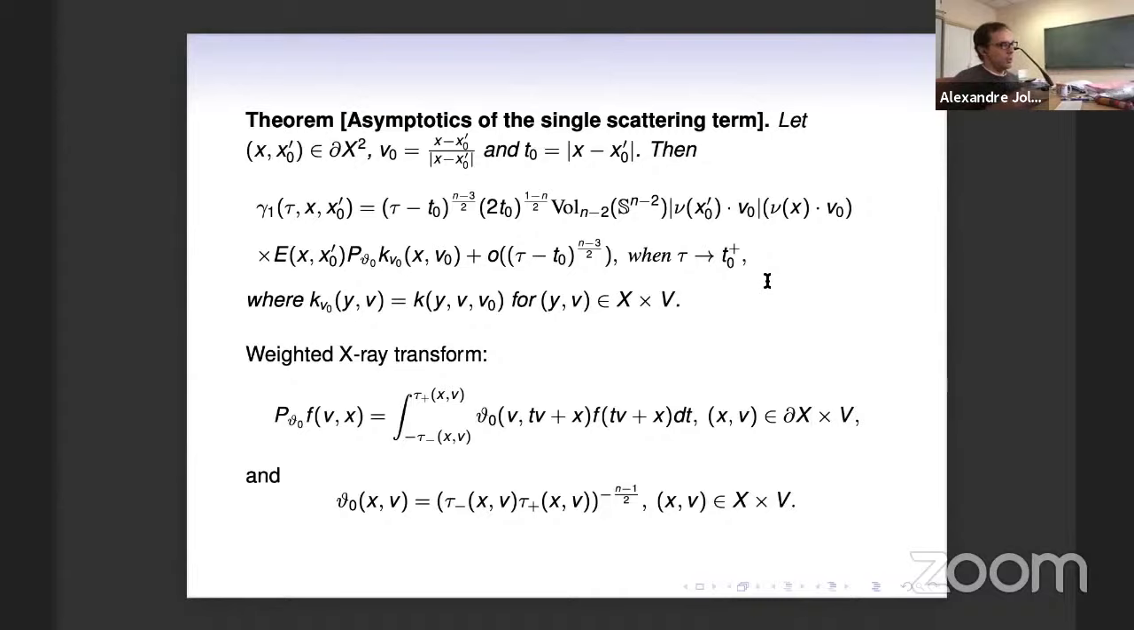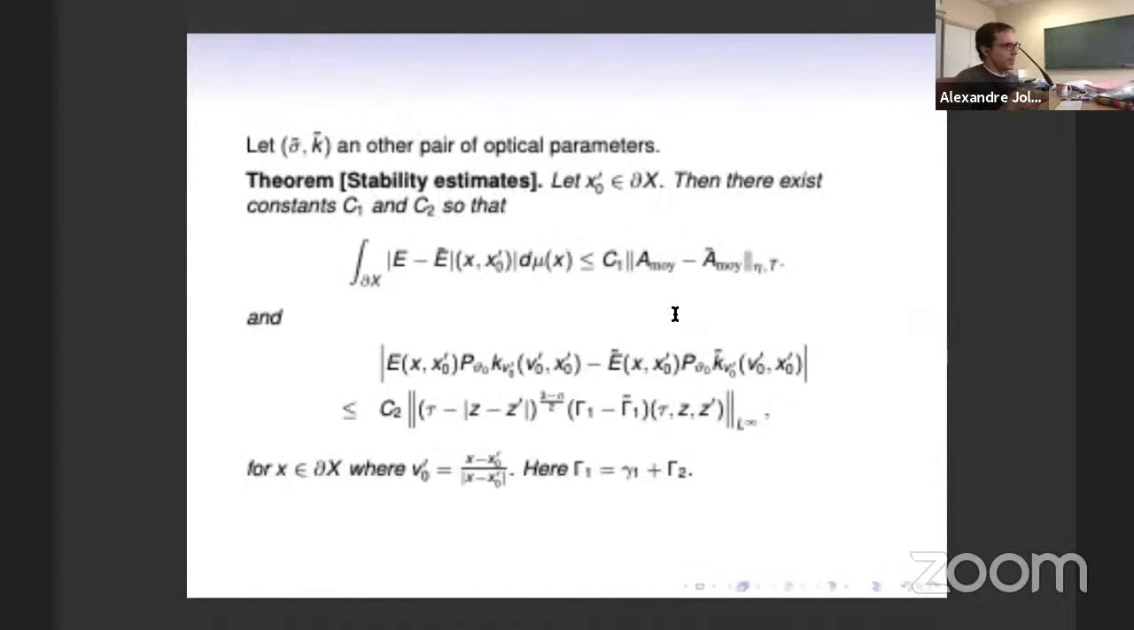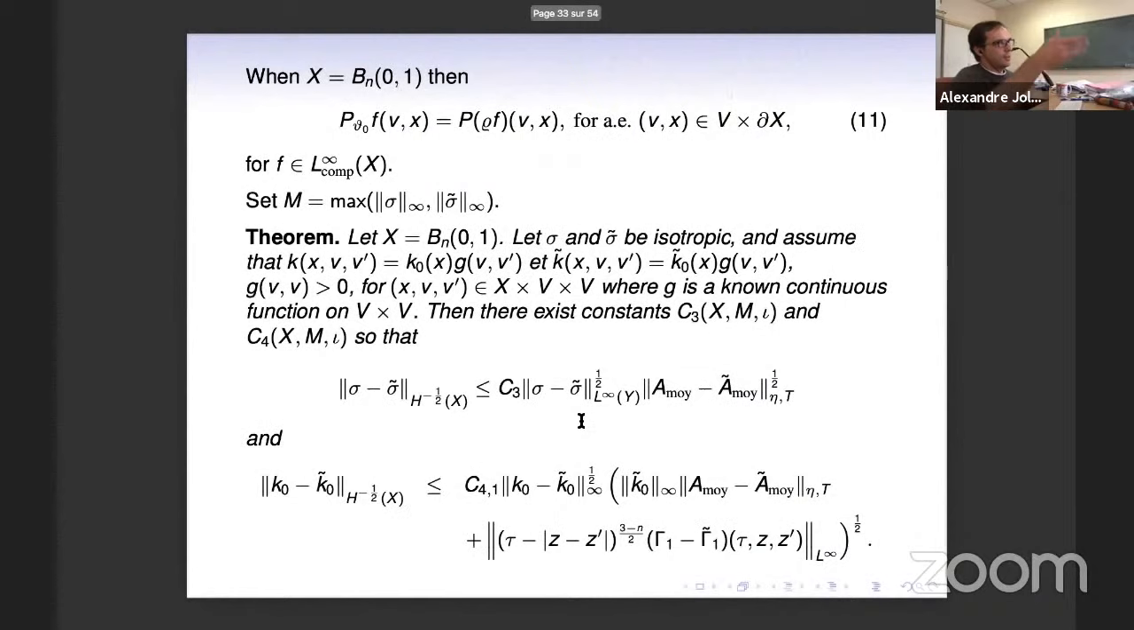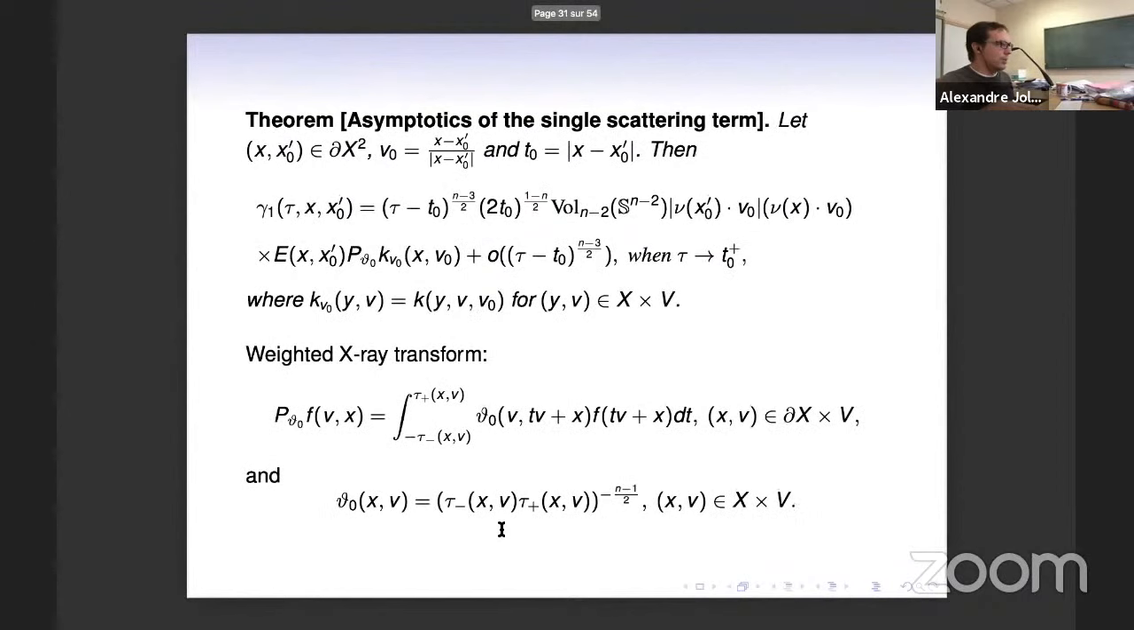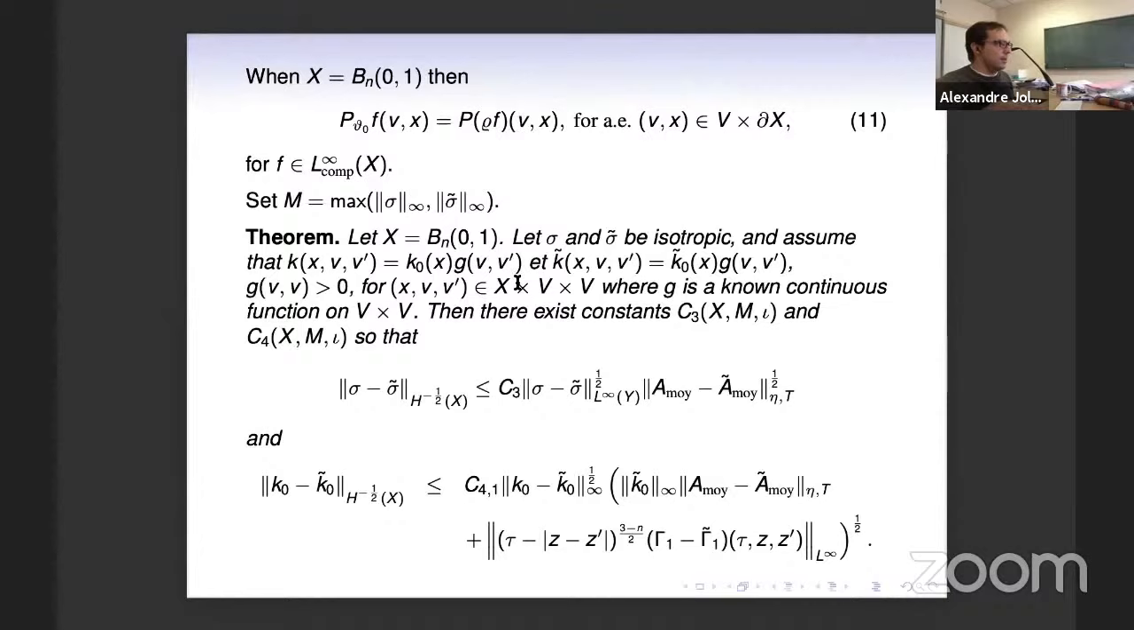I'm coming to this. You'll see what I mean. So this is the first stability result. Now, part of your answer: when you take a ball, in that case, our weighted transform reduces to an X-ray transform. So the weight here becomes a function of rho of x.